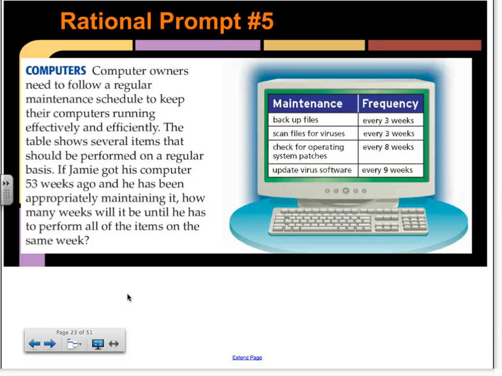All right, so I'd like to start you off today with a little problem involving technical maintenance, basically. We have Jamie in this class. He's a computer technician, and he wants to maintain his company's computers. So here's the schedule that he has to do.